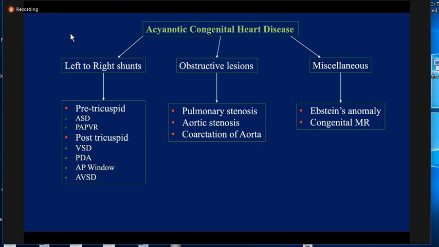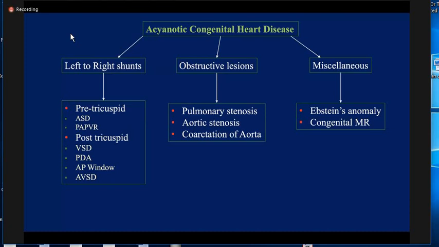Why do we need to do all this classification? In order to diagnose the conditions, to know the natural history, to discuss the prognosis with the family, and the timing of management. So if you look at the pretricuspid and post-tricuspid shunts, we need to definitely classify them into two different categories. A shunt at the level of the atrium or above the level of the atrium, like in the systemic veins, is considered a pretricuspid shunt.